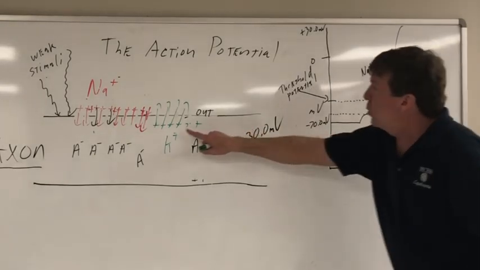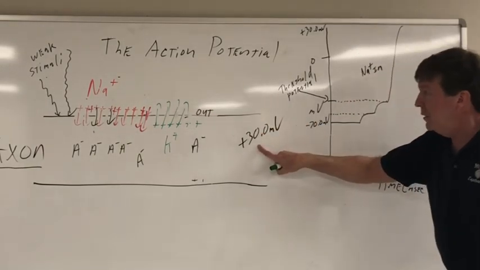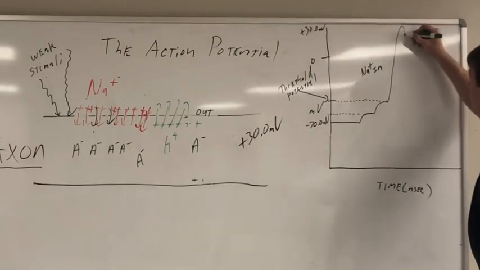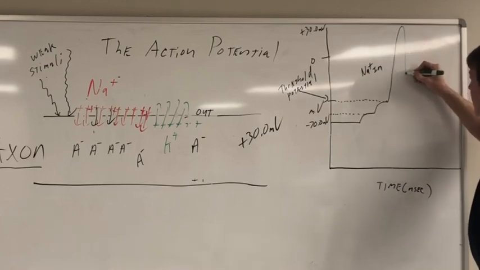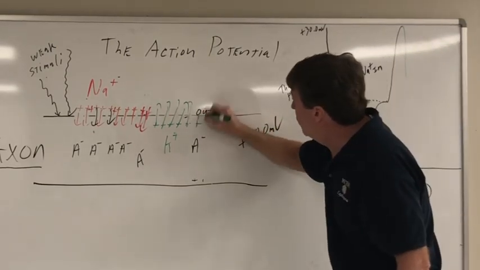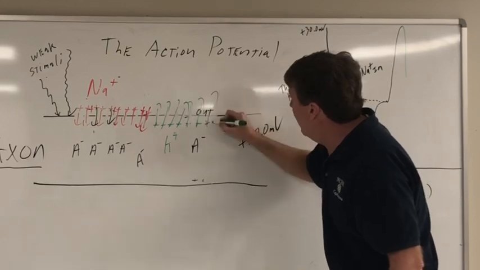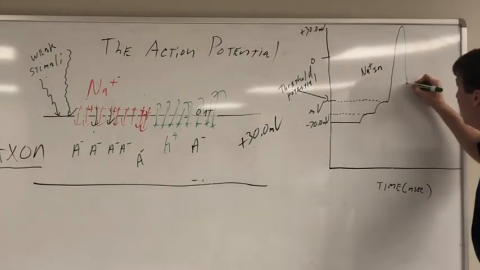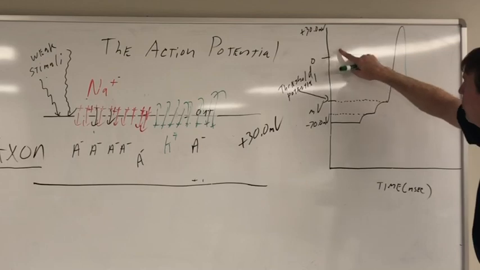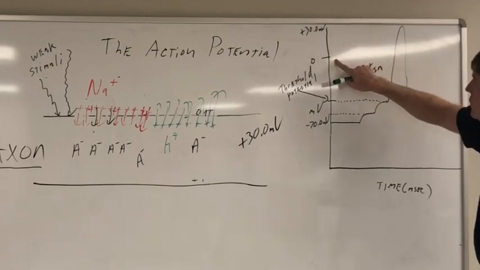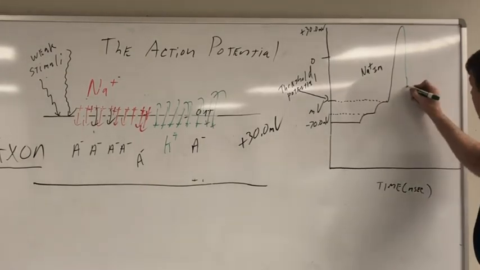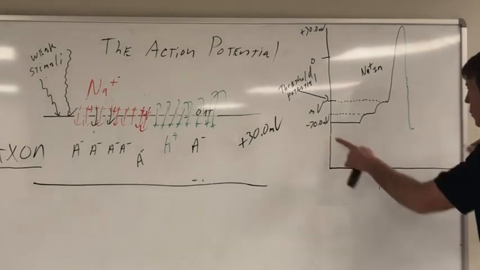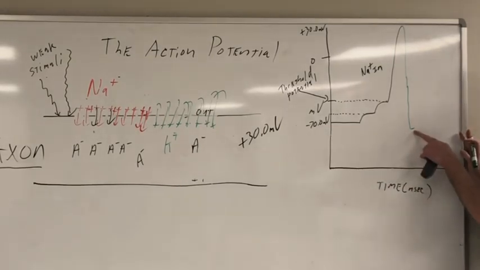Well, if we're losing positives, that number's changing. We're losing positives, so this is going to start to go back down. Notice, more positives are going out. As the positives leave, we're getting more and more negative. We're removing positives. We're at 0, and we still are removing positives. We're going to go down, and actually we're going to overshoot this a little bit, so we're going to go a little bit lower than negative 70 millivolts.